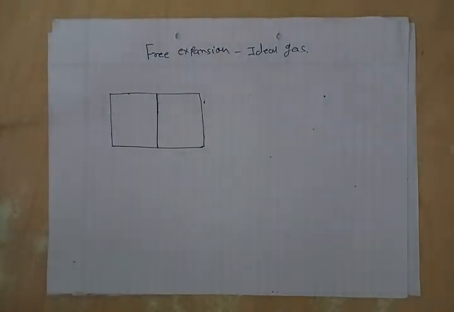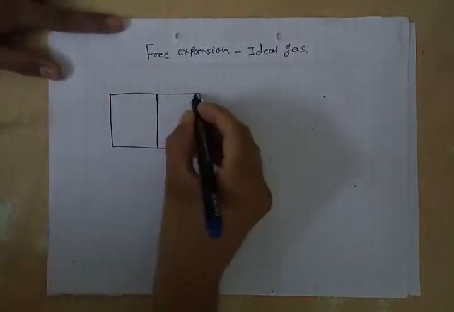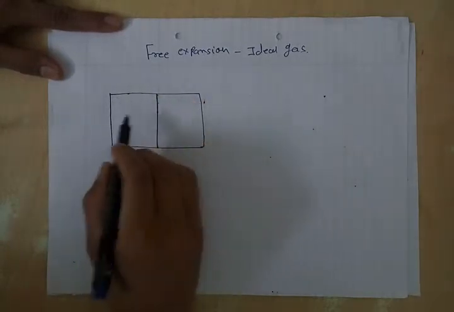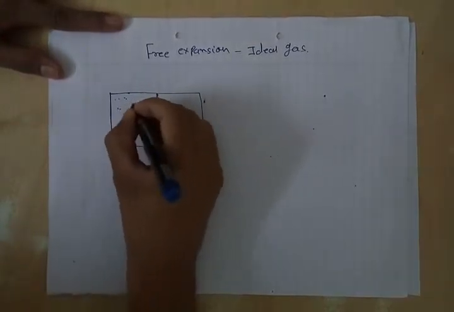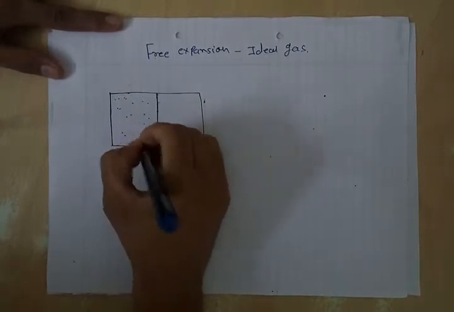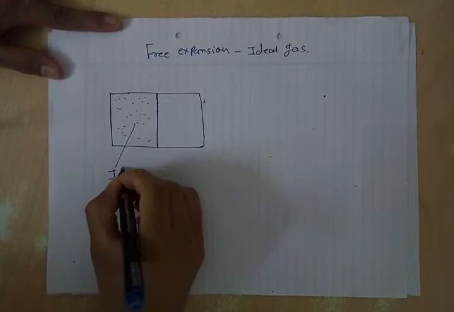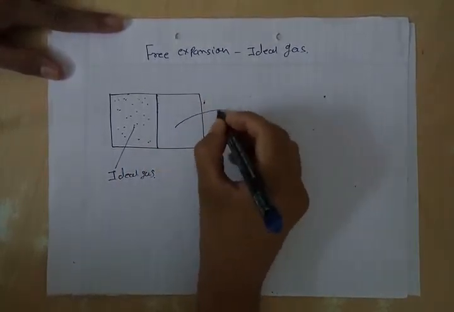In this video, we will analyze free expansion of gas, and we will assume that our gas is ideal gas. So here we will take a box and we will take a partition to divide the box in two equal volumes. In one volume, we will take ideal gas. We will fill this space with ideal gas, and in another portion, it is vacuum.